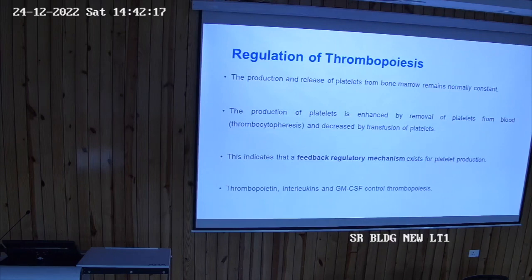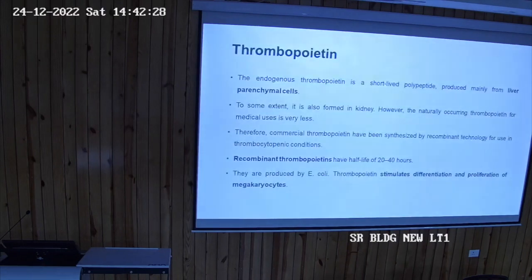Responsible are thrombopoietin, interleukins 3 and 5, and colony stimulating factor, similar to that of granulocytes. Thrombopoietin is released from the liver. From where is the thrombopoietin coming? It is coming from the liver. Recombinant thrombopoietin has a half-life of 20 to 40 hours.